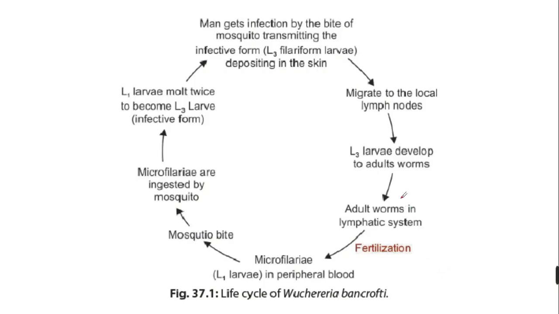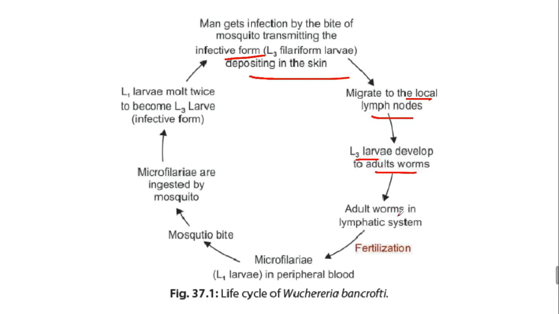Now, the life cycle of the Wuchereria bancrofti parasite occurs in two hosts, as in the case of leishmaniasis, mainly man and a mosquito. When the infected mosquito bites a healthy man, it deposits the filariform or infective form of larvae into the skin of the host, which migrates into the local lymph nodes, wherein the L3 filariform develops into adult worms.